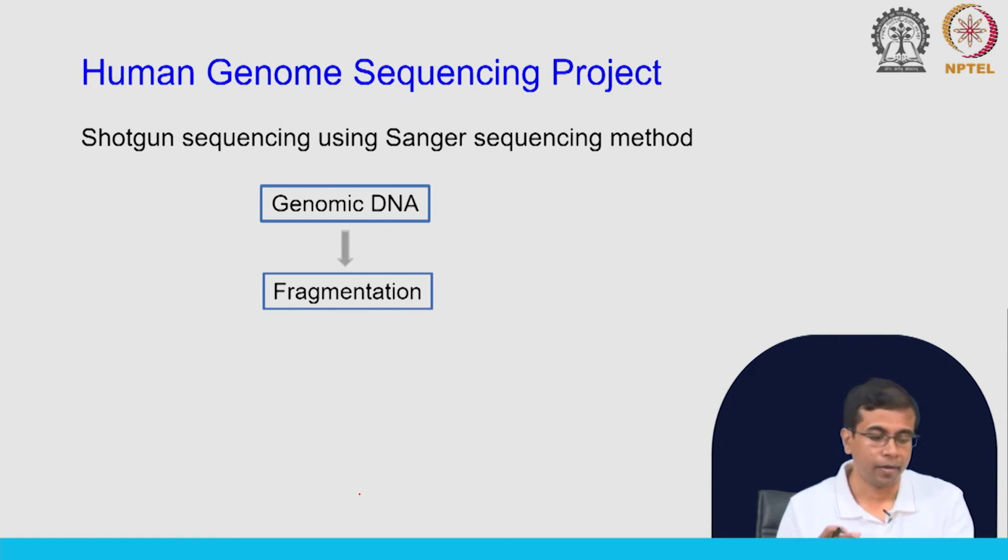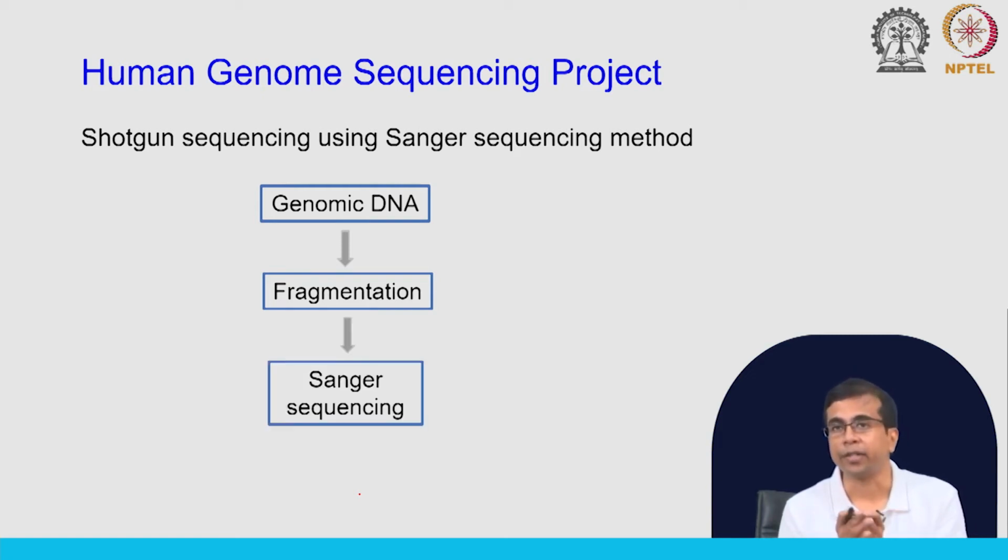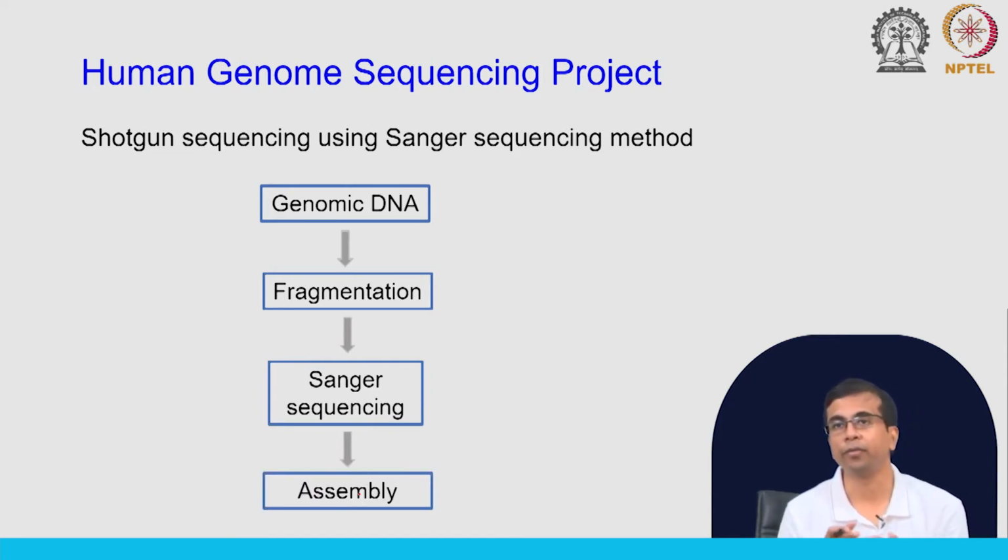And you can start sequencing these fragments. Again, some fragments will be present multiple times, and you can process each of these fragments through Sanger sequencing. Okay. And once you get these fragments, you have to generate the full assembly of the genome. The fragments are only part of the genome. You need to assemble the genome.